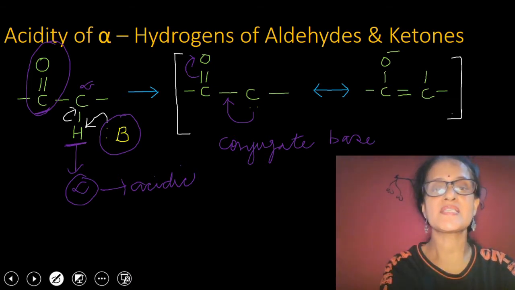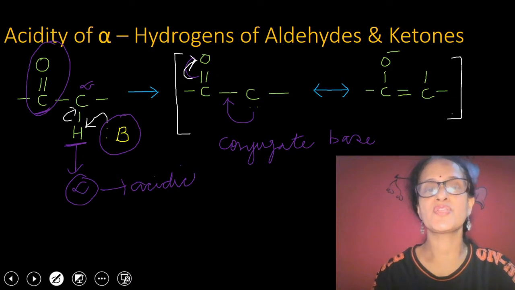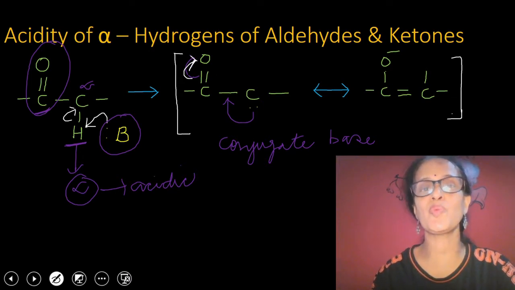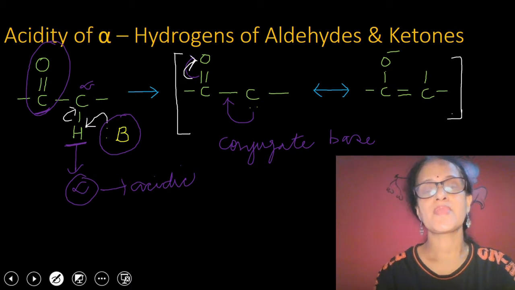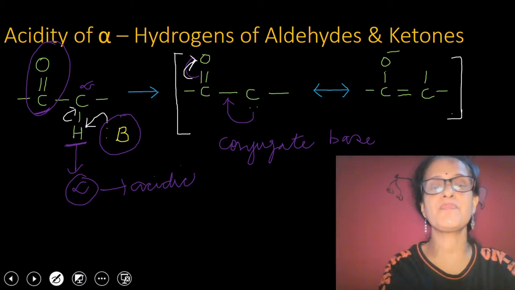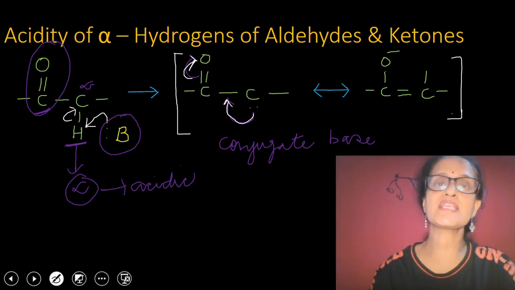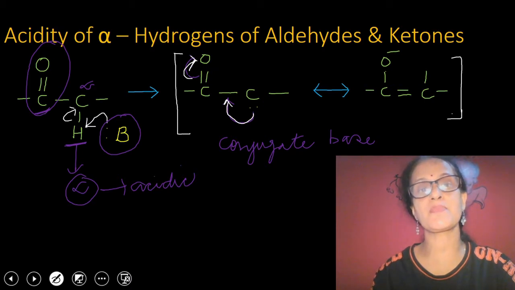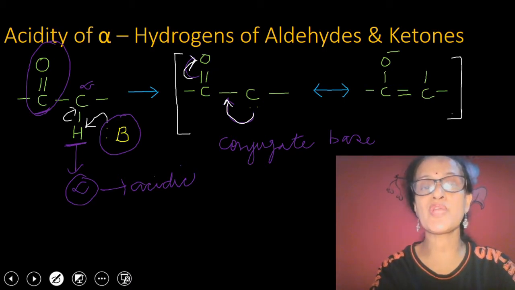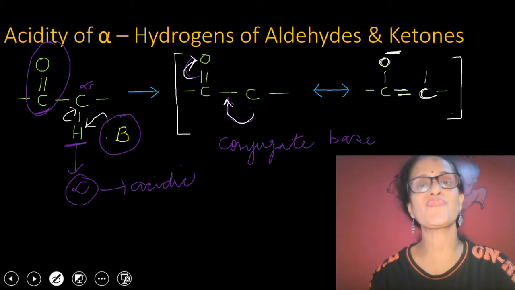You can see here, this is the carbonyl group, and the oxygen atom of the carbonyl group is more electronegative. Therefore, electron pair of the C double bond O bond will be shifted towards oxygen atom, as a result of which the lone pair of electrons on alpha carbon atom will be shifted between carbon and carbon. You can understand that resonance stabilization is taking place here. So the resonating structure will be C-O minus, double bond C. These are the resonating structures of conjugate base.